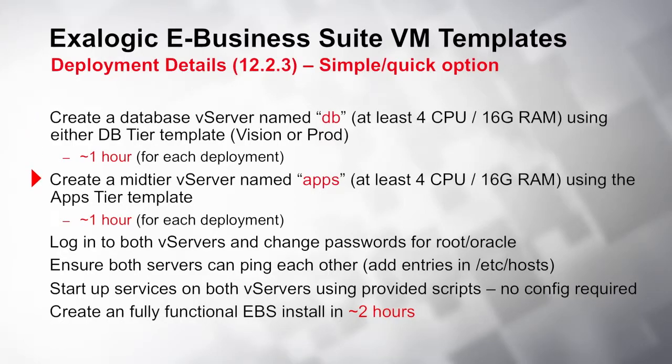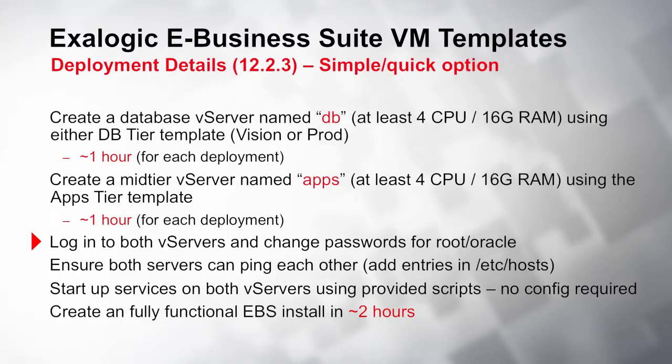Similarly, create an application tier server named APPS. Again, this is a restriction for the simple option. Again, use at least 4 CPUs and 16 gig of RAM. And again, this will also take approximately an hour.